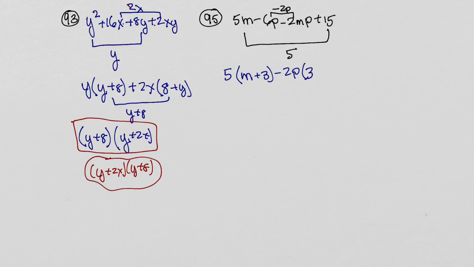And then over here, negative 2mp, take out that negative 2p, what's left is a plus m. Negative divided by negative is positive. So plus m. And now, just like that last problem, what we're left with is this m plus 3 and a 3 plus m. Those are the same, we know, by the commutativity of addition. So let's take out an m plus 3, and if we do that, what's going to be left is this 5, and then that minus 2p.